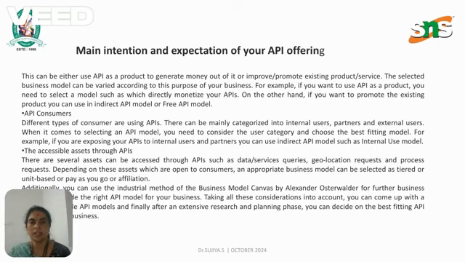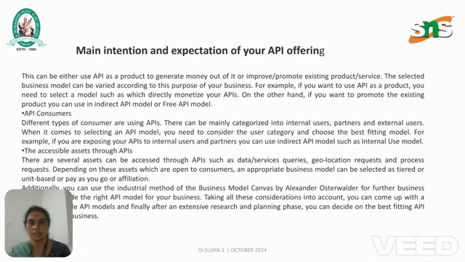The main intention and expectation of an API offering is that you can either use the API as a product to generate money or use it to improve and promote existing products and services. The selected business model can vary according to the purpose of your business. For example, if you want to use the API as a product, you need to select a model which directly monetizes your API. On the other hand, if you want to promote an existing product, you can use an indirect API model. Different types of consumers are using APIs, and they can be mainly categorized into internal, partner, and external users when it comes to selecting an API model.